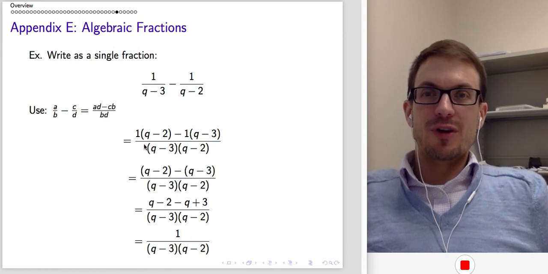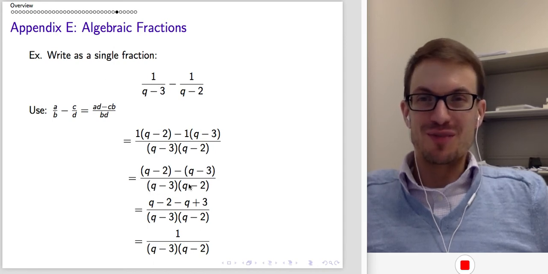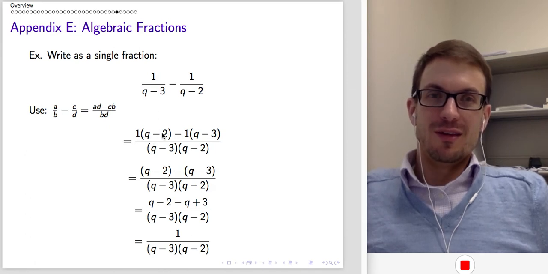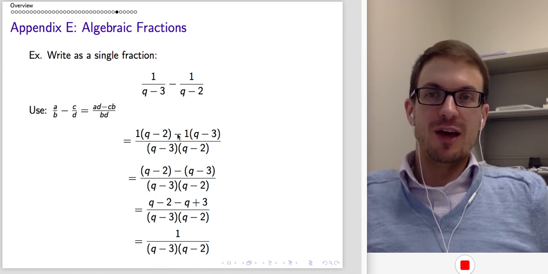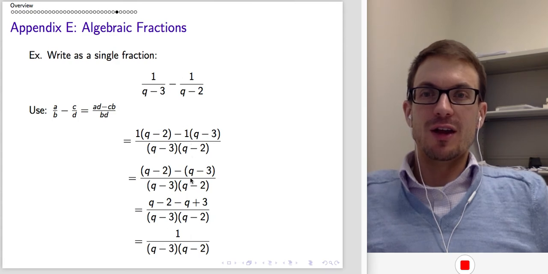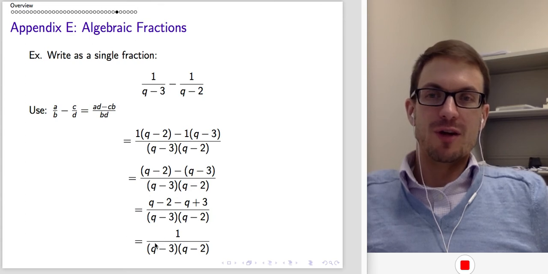Well, from this point I actually can't cancel anything just yet because of this minus in the numerator, though it's tempting, because I have a q minus 3 and a q minus 3 and a q minus 2 and a q minus 2. This minus sign keeps me from being able to cancel. But what I can do is distribute through this 1. That amounts to just removing the parentheses. I can distribute this minus 1, so I remove the parentheses and then I can change the signs. And then I'll just do the addition. I'll collect like terms. Well, q's go away, minus 2 and 3 is 1. And actually this is going to be our result.